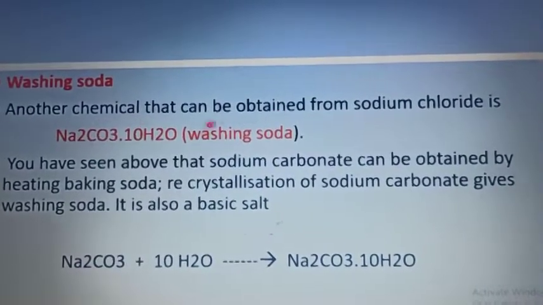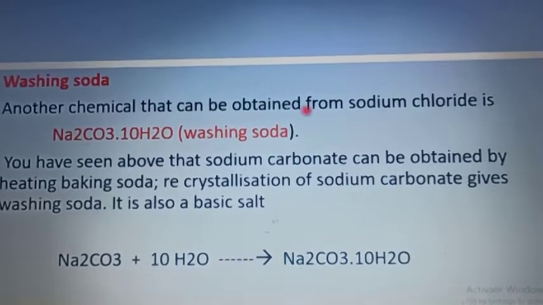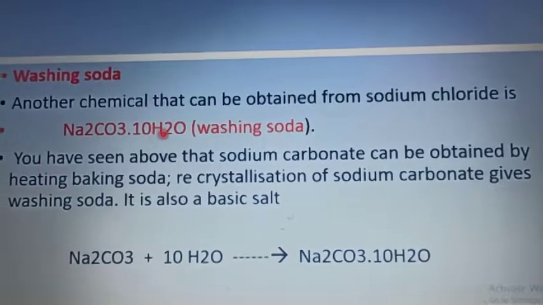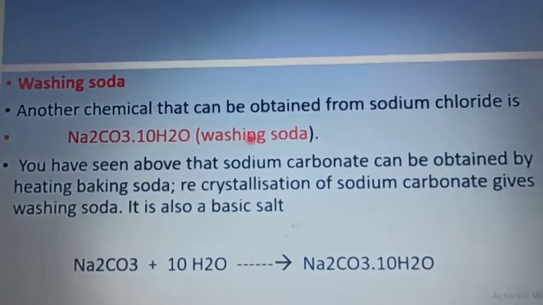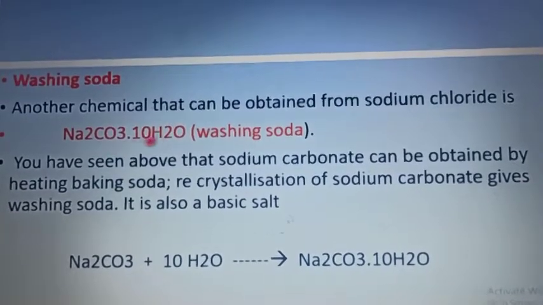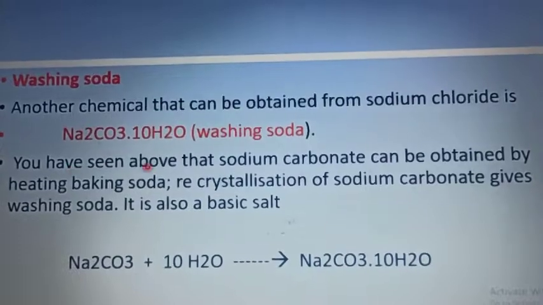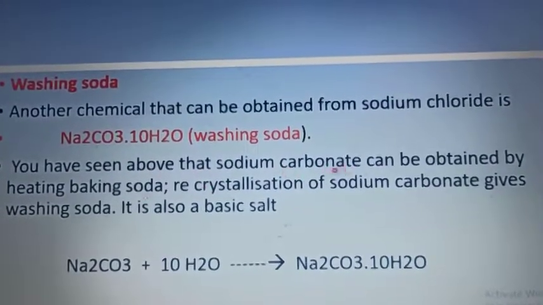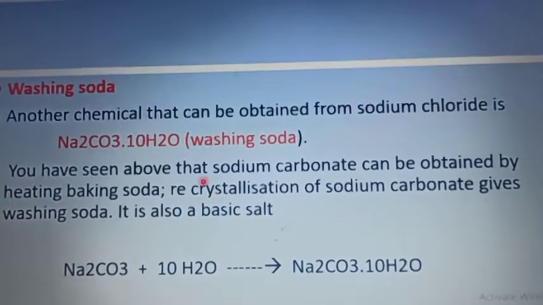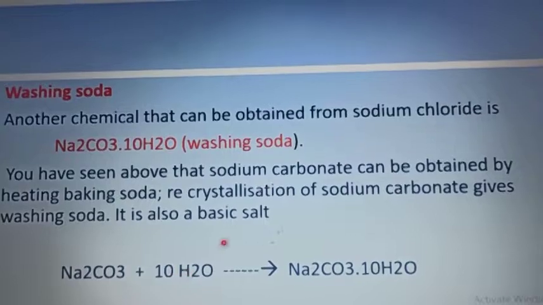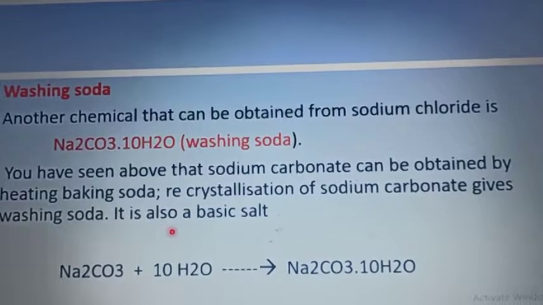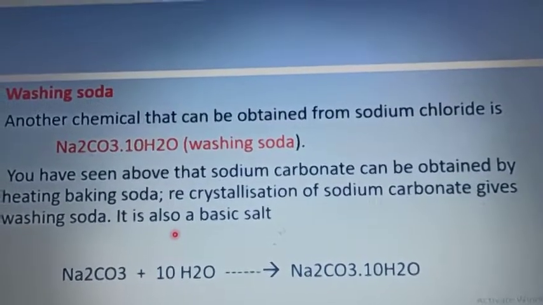Now again, another chemical that can be obtained from sodium chloride is Na2CO3.10H2O, that is washing soda. It is also called sodium carbonate decahydrate. So you have seen that sodium carbonate can be obtained by heating baking soda as we have done in the reaction, and when it is added with water, it is called recrystallization of sodium carbonate, which gives washing soda. It is also a basic salt.